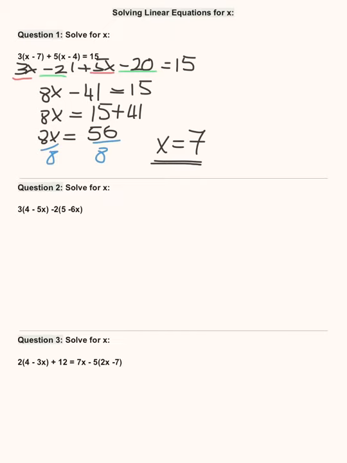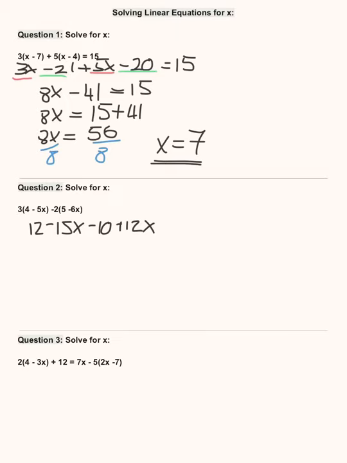we're given. So again, brackets mean multiply, so 3 times 4 is 12. 3 multiplied by minus 5x is going to give me minus 15x. Move on to the next bracket. Minus 2 times 5 is minus 10. And minus 2 times minus 6, so minus times minus gives me a plus. And 2 times 6x is 12x.